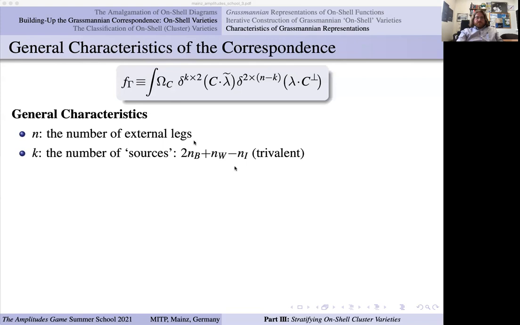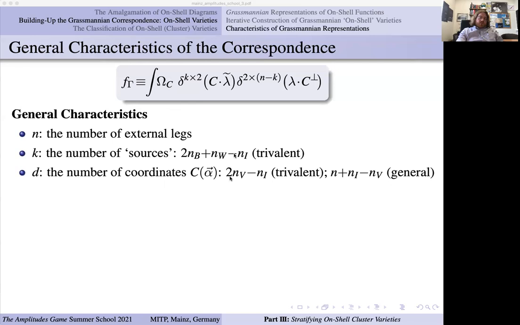If you think about this gluing amalgamation process, how big is your matrix? Well, it's 2 per blue, it's 1 per white. You glue everything together, and then every time you delete an internal edge, you lose a row. So that's K. D is the number of coordinates that you have. And remember, it's 2 per vertex minus 1 per internal edge. And again, the formula is actually only valid for trivalent graphs. And I've only been drawing you trivalent graphs. Well, at least sometimes I've given you bivalent graphs.